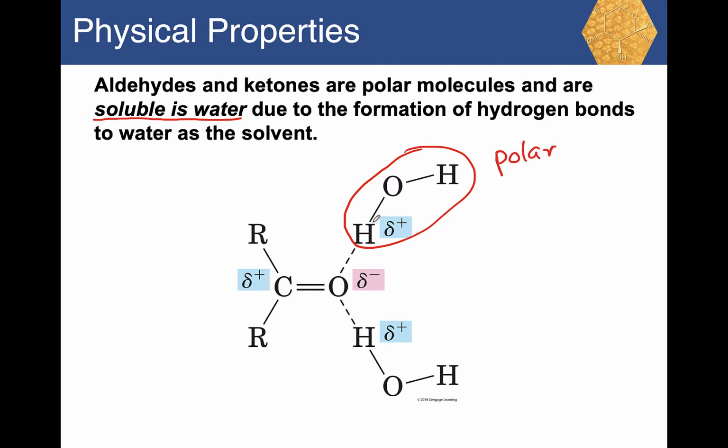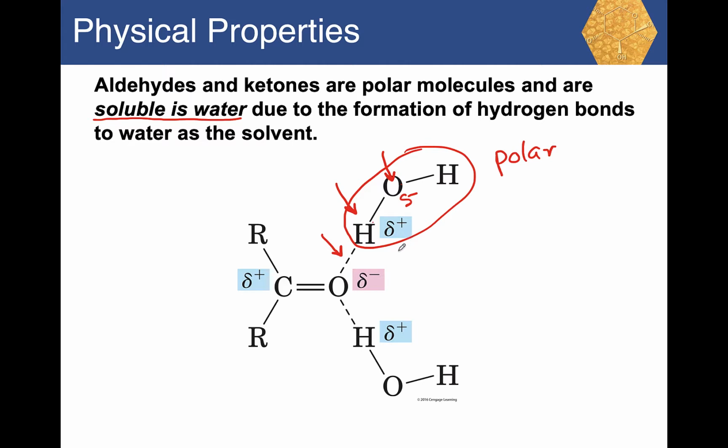where hydrogen is bonded to oxygen. Oxygen is again a very electronegative atom. So these electrons over here, and this is partially negative and partially positive. Very polar molecule. Because this is partially negative, from the aldehyde or ketone, there's a potential for an attraction. This type of attraction is called a hydrogen bond because of the hydrogen from water.